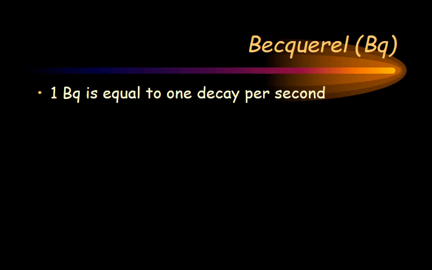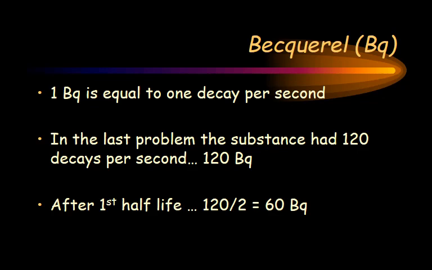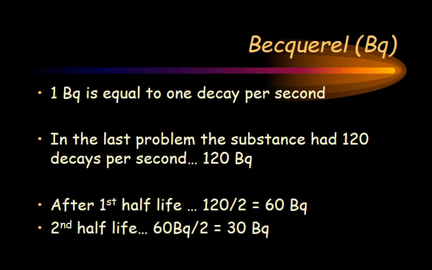All right, so let's take a look at this value here, the becquerel. 1 becquerel is equal to 1 decay per second. This helps us look at activity. So in the last problem, the substance had 120 decays per second, so it would be 120 becquerels. After 1 half-life, you'd have 60. After 2 half-lives, 30. And after 3 half-lives, 15.